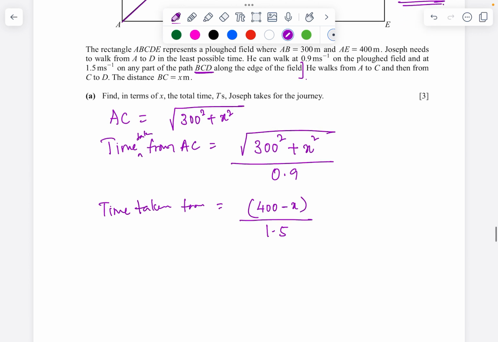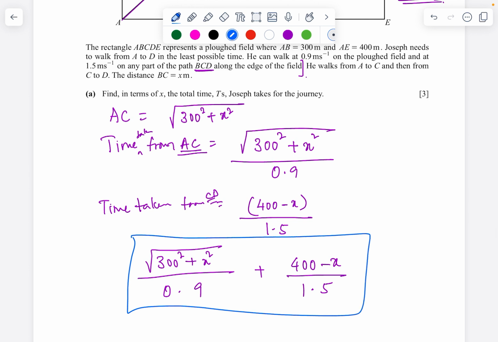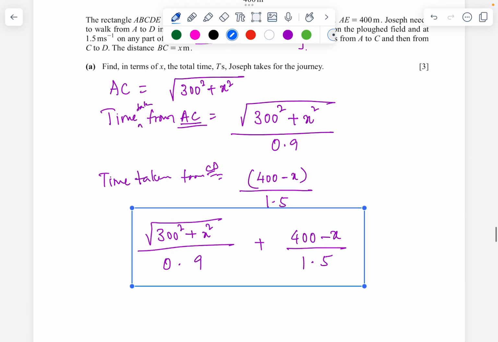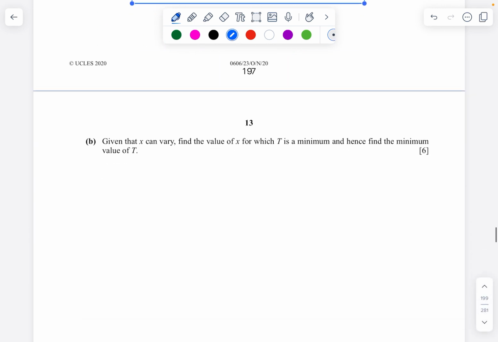Now we want the total time, from A to C and C to D. Total time is the square root of 300 squared plus x squared over 0.9, plus 400 minus x over 1.5. We can just leave our answer here because the question didn't ask us to simplify it any further. Let's see the next part.